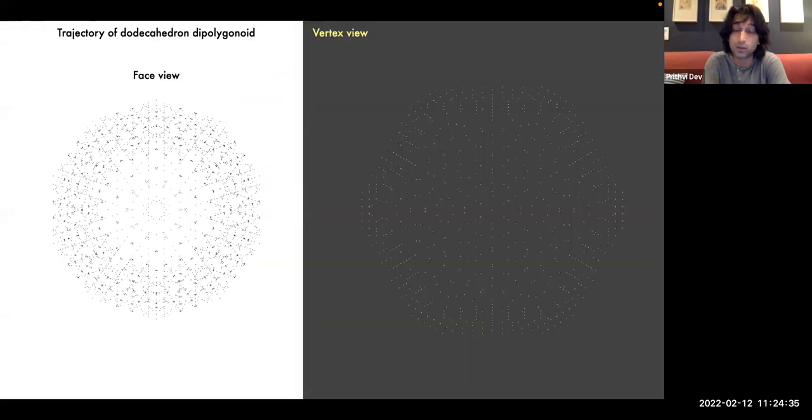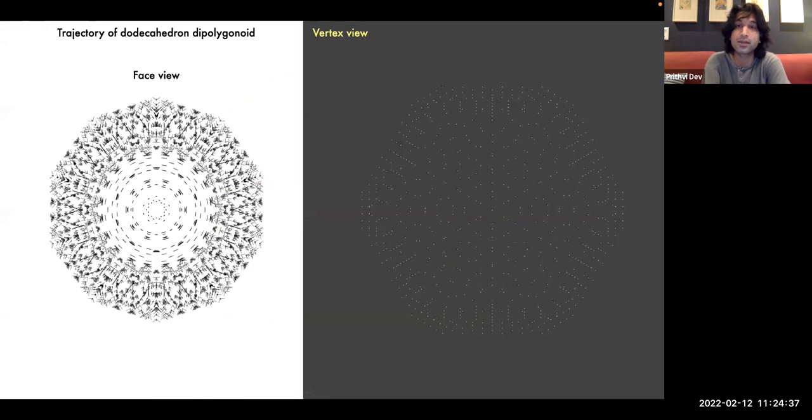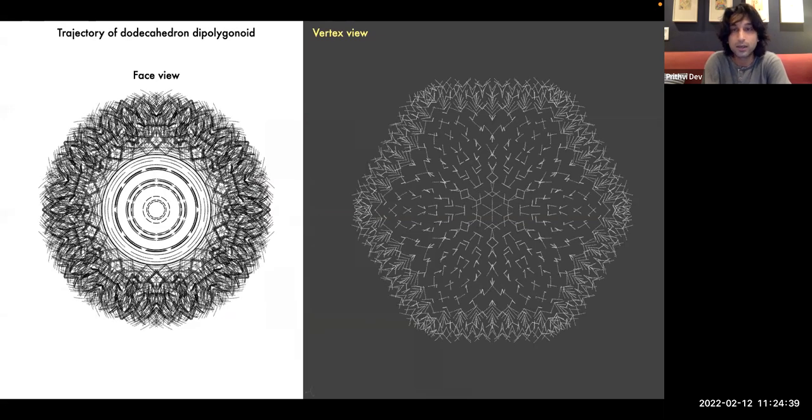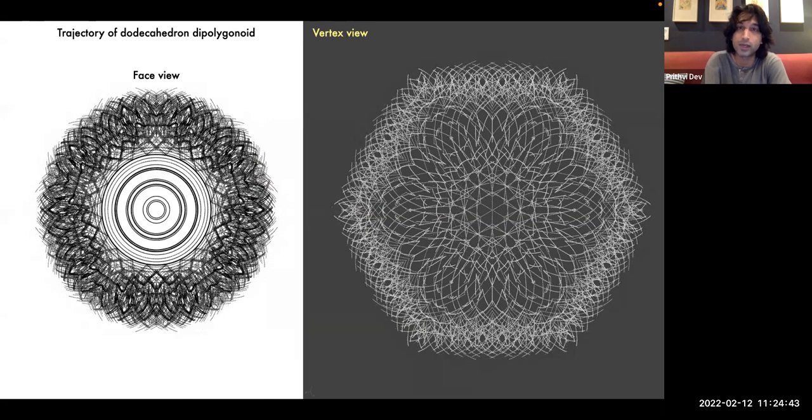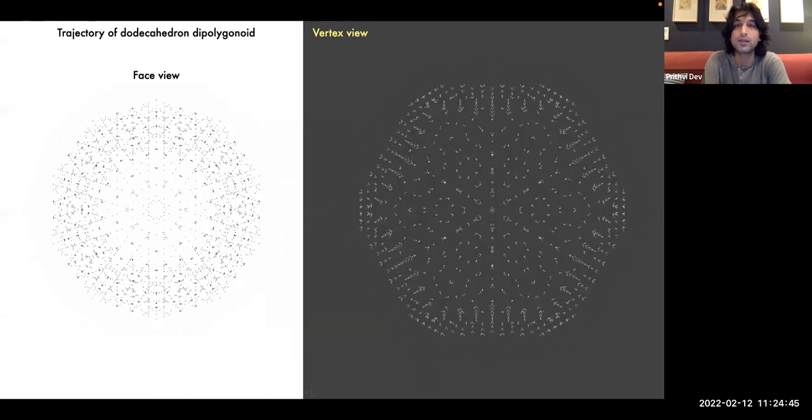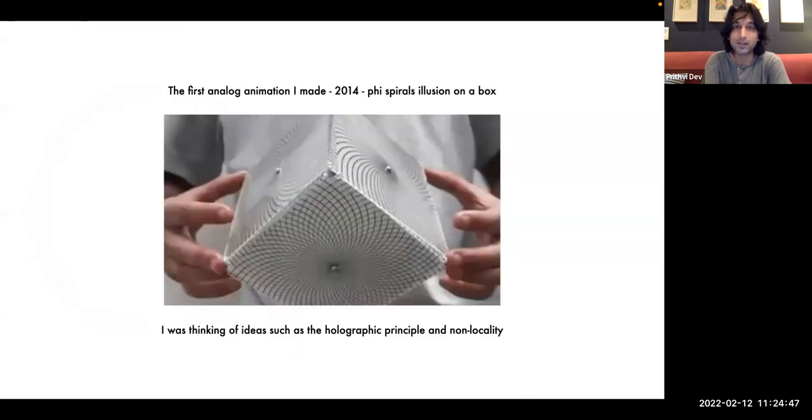So yeah, which is why it's not a 360-degree rotation; it's a 720-degree rotation. And here's the trajectory of the dodecahedron dipolygonoid. So just a bit on how I started this.